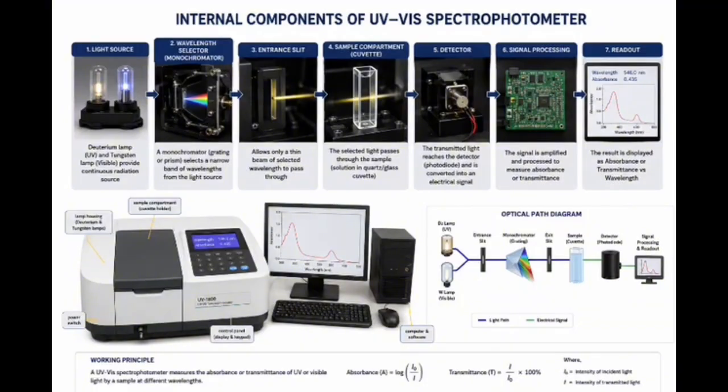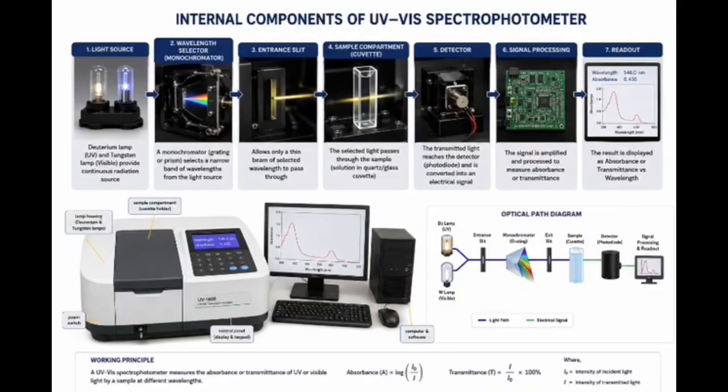First, the light source. It contains two light sources, which are a deuterium lamp for ultraviolet light and a tungsten lamp for visible light. These lamps provide continuous radiation over a wide range of wavelengths. The emitted light enters the monochromator, which contains a diffraction grating. Its function is to separate the light into individual wavelengths and select a narrow beam of the desired wavelength for analysis, and then the selected wavelength passes through the entrance slit. This slit narrows the light beam and improves the accuracy and resolution of the measurement.